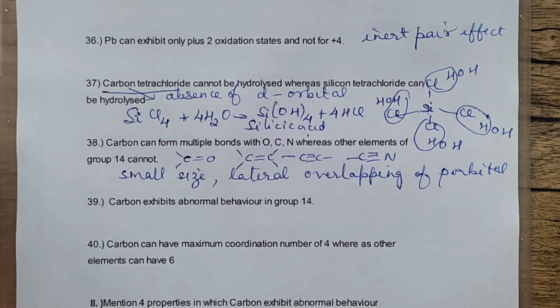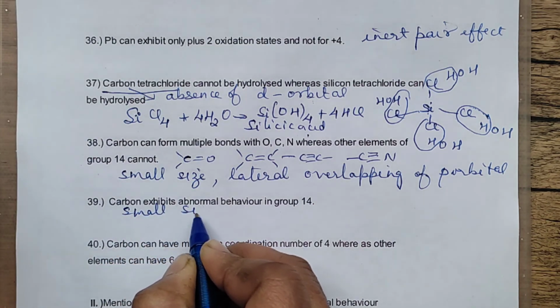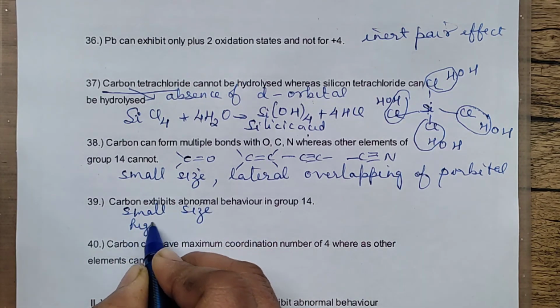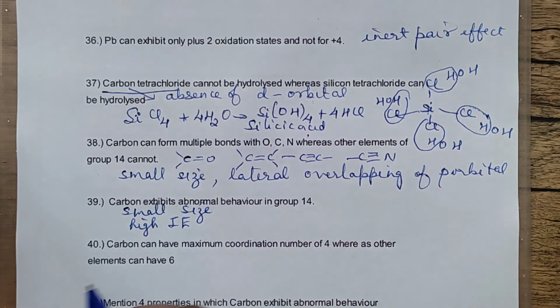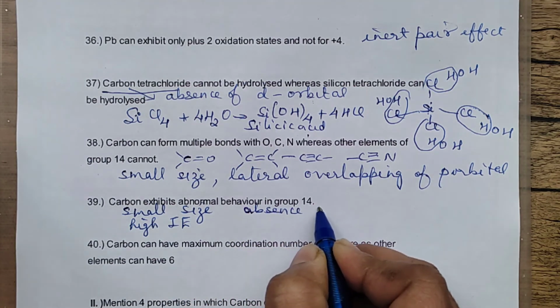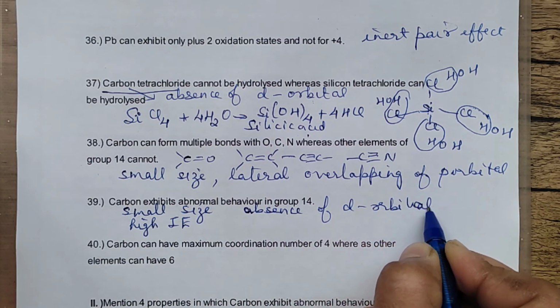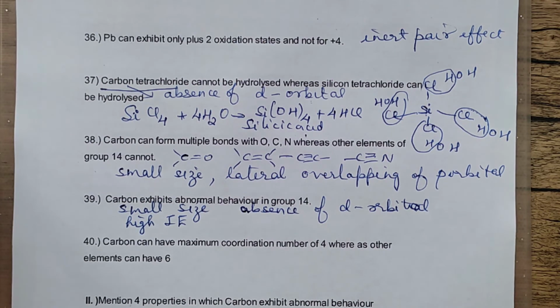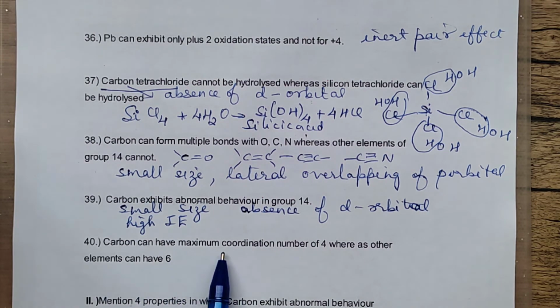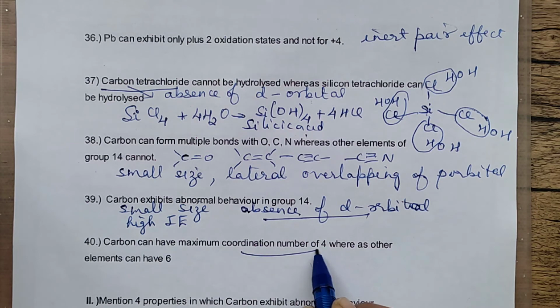Why? So what you'll write in this is small size of carbon. You can write down high ionization enthalpy. Then you can also write down absence of d orbital. Due to which carbon is abnormal. Right? Carbon can have a maximum coordination number of 4, whereas other elements can have 6. So the answer lies here. Carbon can have 4 only because of absence of d orbital.